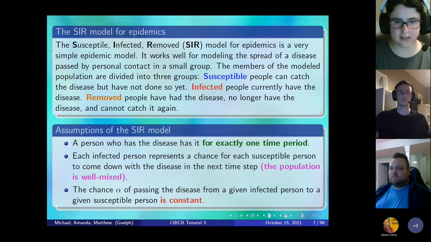A person who has the disease has it for exactly one time period under the assumptions of the SIR model, and each infected person represents a chance for each susceptible person to become an infected person on the next time step. This is assuming that the population is well mixed. That there is going to be a chance alpha of passing the disease from a given infected person to a given susceptible person, and this is maintained as constant throughout the course of the epidemic.